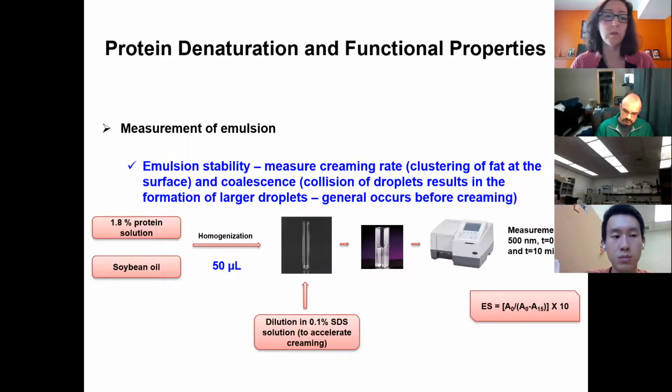So you basically prepare your protein solution, you add your oil, you add a reagent, the SDS reagent, which gradually causes creaming faster than usual. And then we measure absorption at time 0 and then after 10 minutes or whatever number of minutes. And we calculate emulsification stability, and we can also determine emulsion activity index, which is how well the protein can get to the surface and emulsify, using just these absorption parameters we get, and specific calculations.